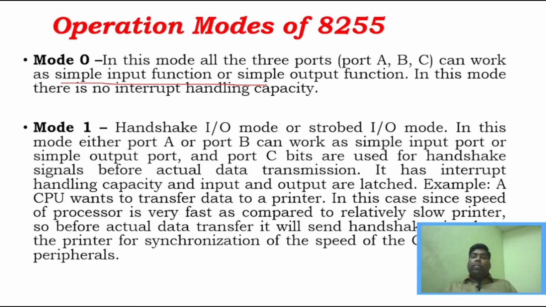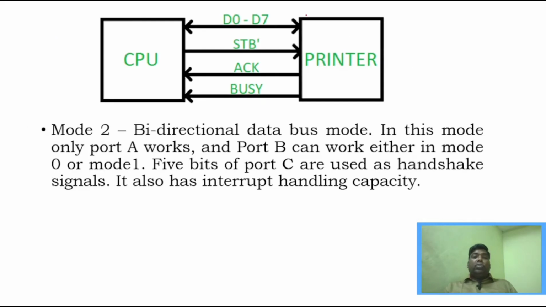A very good example is the printer connected to the computer CPU. The CPU works very fast, but the printer works a little slower compared to the CPU. So there should be a speed synchronization between the CPU and the printer. In that case, we need a handshaking process, which can be done using mode 1. After the handshaking process, we can do the data transfer.